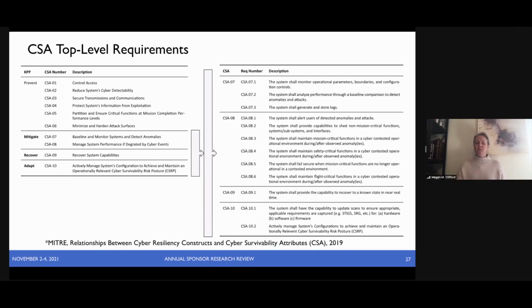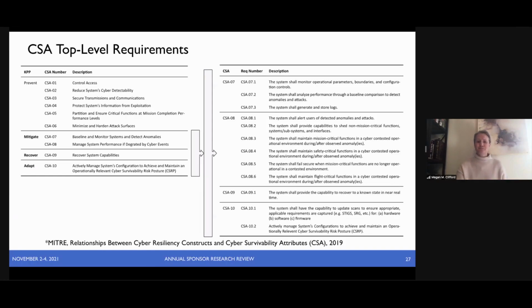So while some capabilities, as Peter touched upon before, may be fully automated, most require human intervention. So this really deals with the human intervening levels. And CSA 07 is to baseline and monitor systems and detect anomalies. 08 is to manage system performance if degraded by cyber event. 09 is to recover the system capabilities, and then the adapt portion, cyber survivability attribute 10, is to actively manage the system's configuration to achieve and maintain an operationally resilient cyber survivability risk posture.